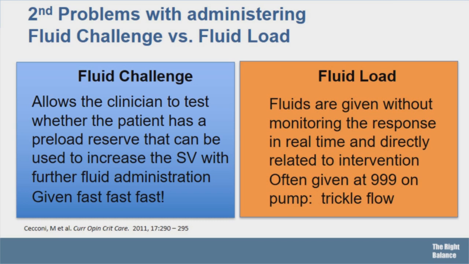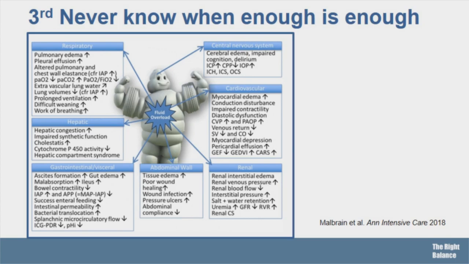The second problem is that we don't understand a fluid challenge versus a fluid load. A fluid load is when your doc writes for you to give a fluid bolus and you hang it on your pump and give it at 999, which is basically just fast trickle flow. Fluid challenge, I'm giving it with a pressure bag. I'm going to give it fast, fast, fast, and I want to see how my patient's going to respond. Want to remind you that typically if you're doing fluid load without responsiveness, without looking at dynamic response to your fluid administration, the problem is that you never know when enough is enough.